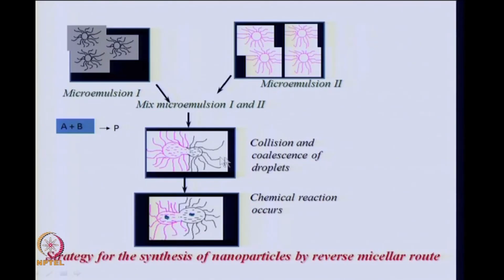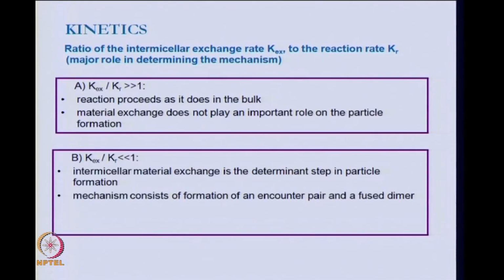Then they collide and coalesce, and during this collision and coalescence there is exchange of A ions from here to B ions from here, and then you get the compound AB. The size of AB is controlled by the size of these droplets. However, the size of this AB is not exactly equal to the size of these droplets, but will be larger than the original size of these droplets, because two or more droplets are interacting to give these particles. So, this is how you can prepare nanoparticles by the reverse micellar route using surfactants or microemulsions.